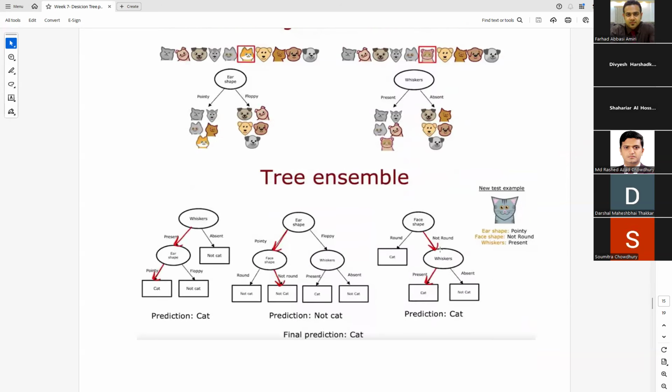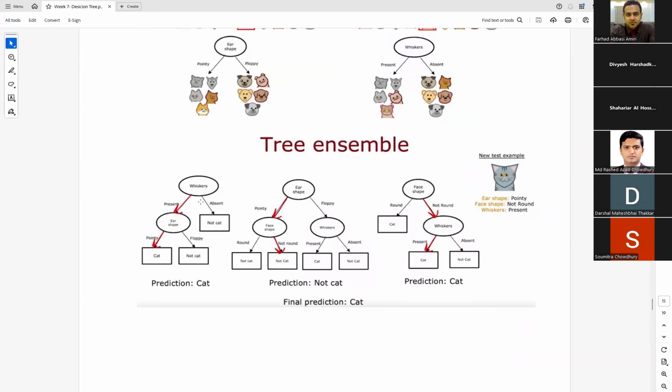For example, to classify this image as cat or not cat, we have 3 decision trees. For this image, the ear shape is pointy, the face shape is not round, the whiskers are present. So for this decision tree, whiskers are present.